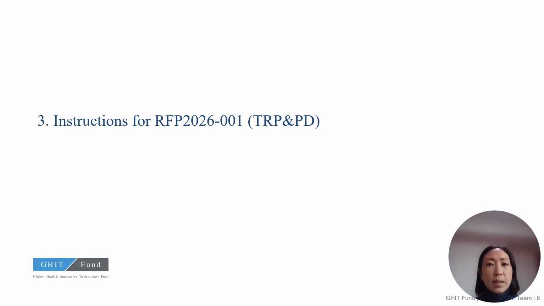With the general eligibility in mind, let us move on to the actual RFPs. Today, we introduce the RFPs for the Target Research Platform, TRP, and the Product Development Platform, PD, which we have just released a week ago. In the following slides, we will walk through the key points of the RFP for each platform.